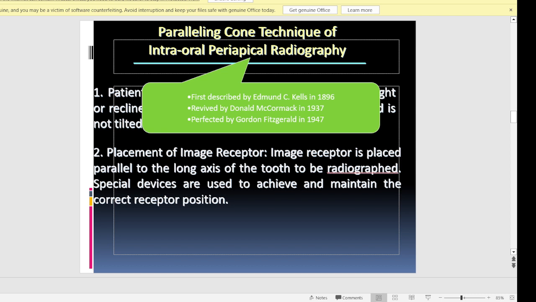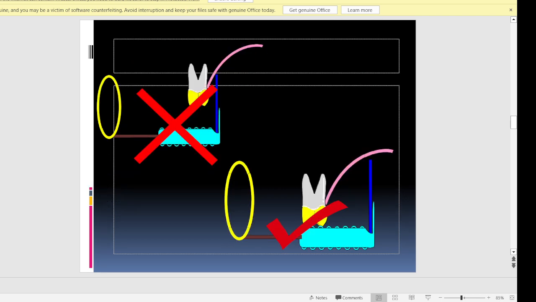Placement of the image receptor. The image receptor should be positioned parallel to the long axis of the tooth to be radiographed. Special devices, the receptor holders, should be used to achieve and maintain the correct receptor position. This pictorial representation shows the placement of the image receptor, which should be parallel to the long axis of the tooth.